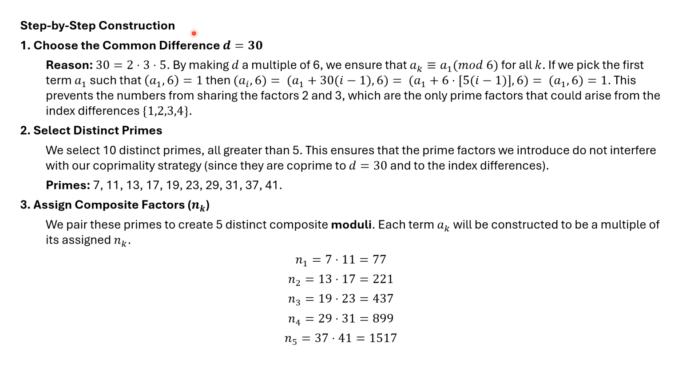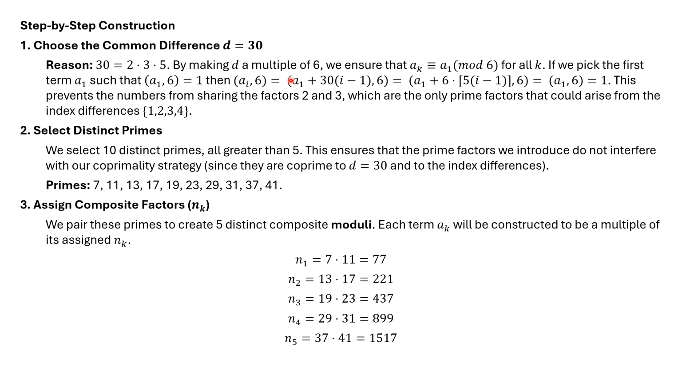Okay, now for the construction of our solution. We start with choosing D, our difference between the terms, to be 30. The reason we do that is that 30 is 2 times 3 times 5, and it has a divisor of 6, which means that a sub k is congruent to a sub 1 mod 6 for all k, which would be 2, 3, 4, and 5.